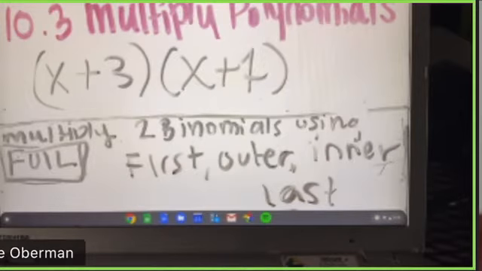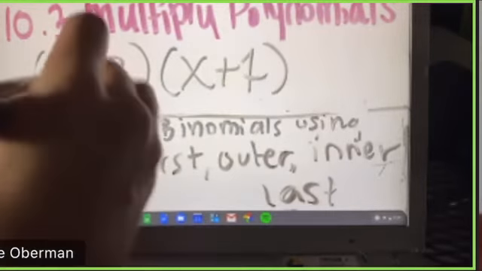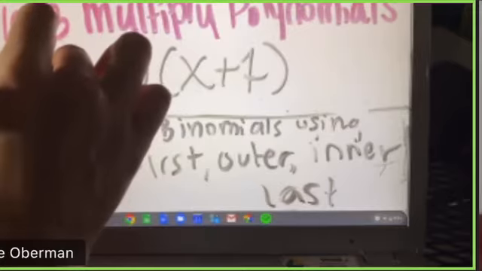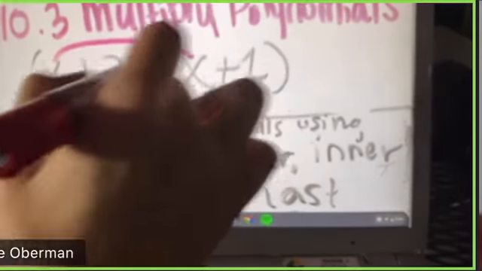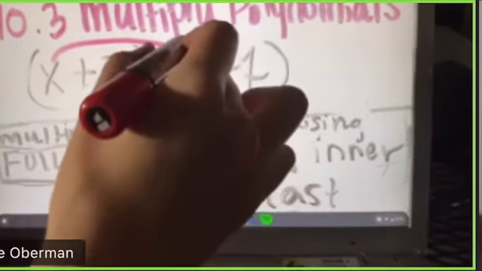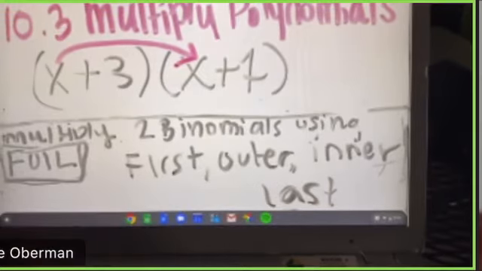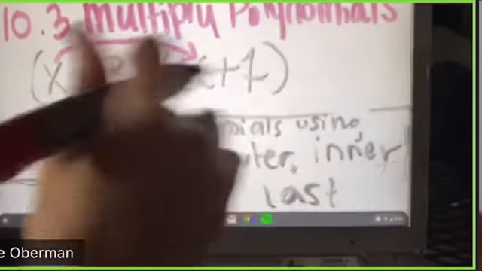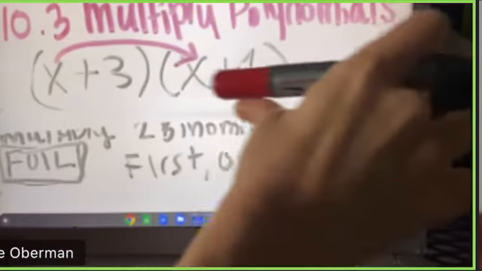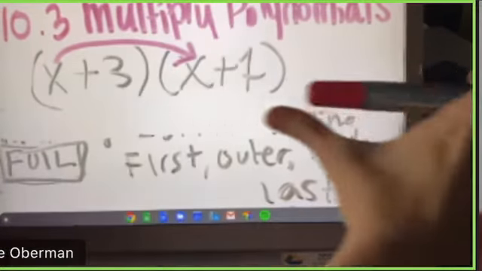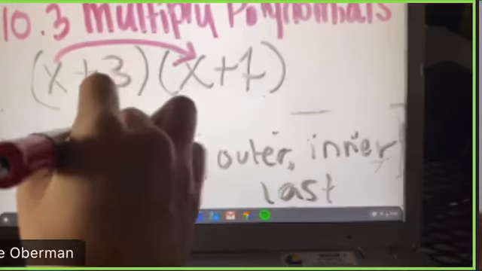So this is going to be first. Okay, so that means we're going to multiply the first term by the first term of the other one. So we're going to do like x times x. So that would be x squared. So that's our first.